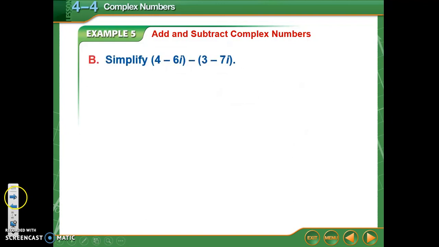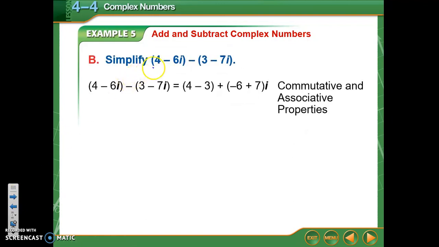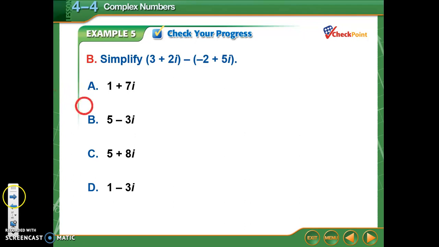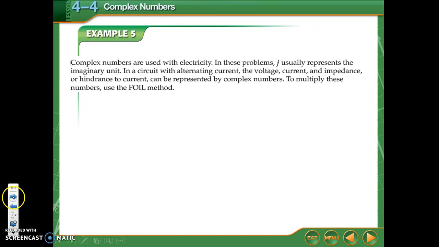I can do the same thing with subtracting. So I'm going to do 4 minus 3 and negative 6i minus negative 7i, which is negative 6i plus 7i. And that gives me positive 1 plus 1i. All right, try this one. The answer here is D, 5 plus 10i. And try this one. Here your answer is B, 5 minus 3i.